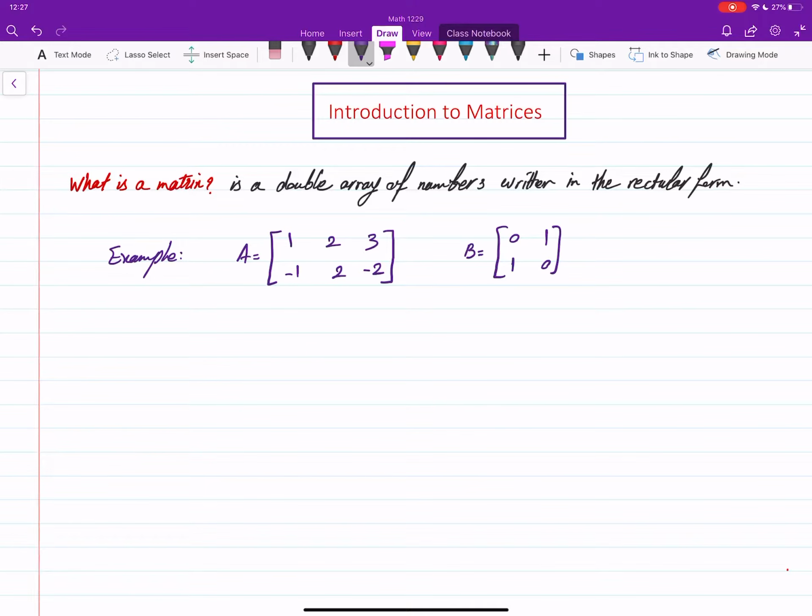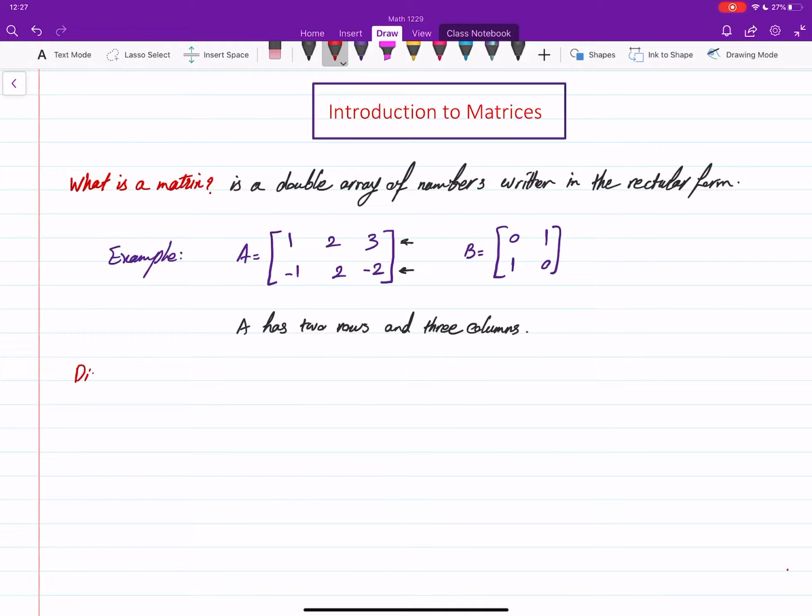Well, being a double array means that they have a number of rows and a number of columns. For example, A has 2 rows and 3 columns. Or B has 2 rows, 2 columns. These numbers are called the dimensions of the matrix.